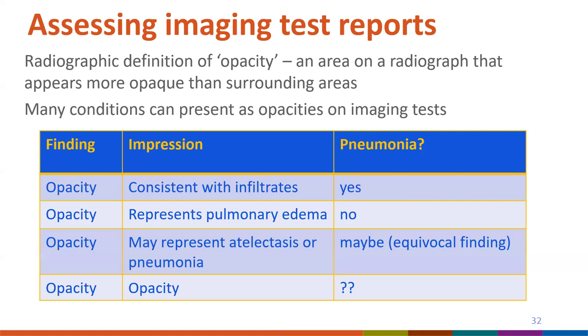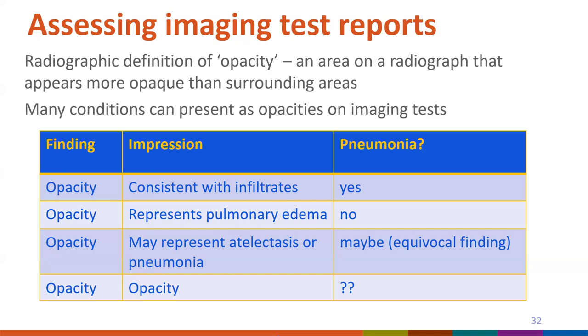For example, if the finding of opacity is documented to be consistent with infiltrates, which as per the pneumonia protocol is considered a definitive finding, we interpret this as representative of pneumonia and therefore an eligible imaging finding for new. If the finding is documented as representative of something other than pneumonia, such as pulmonary edema, this is not considered an eligible imaging finding for new.